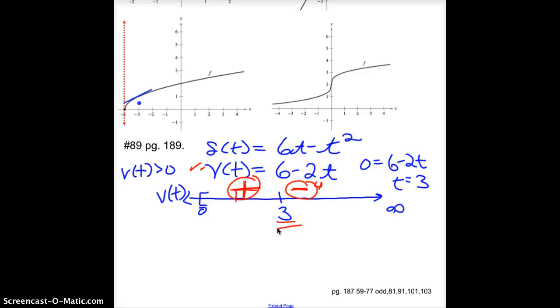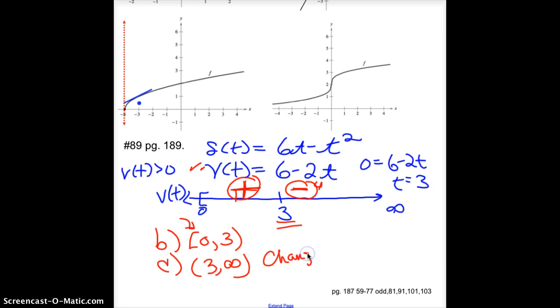So part C says identify the time intervals in which the particle is moving in a negative direction. So for part B, we'd say from 0 to 3, and you can leave that open or closed, is when it's moving in the positive direction. And for part C, we'd say from 3 to infinity is when it's moving in the negative direction. And now it says identify the time at which the particle changes direction. Well, it changes direction when t is equal to 3. That's where the function went from increasing to decreasing.